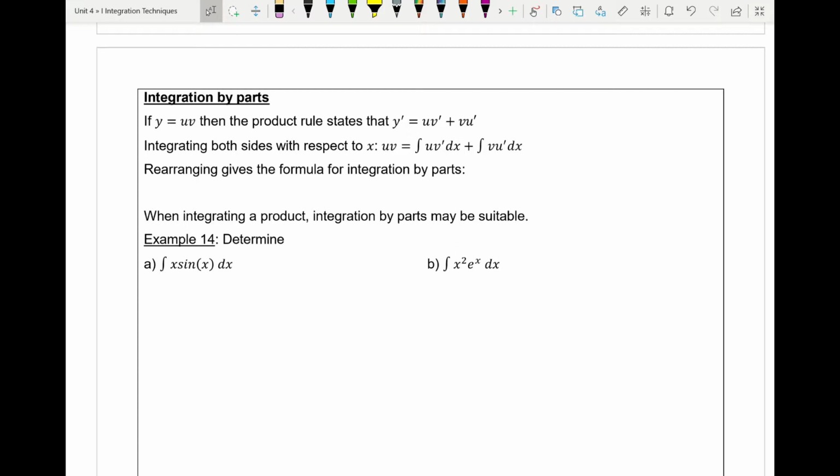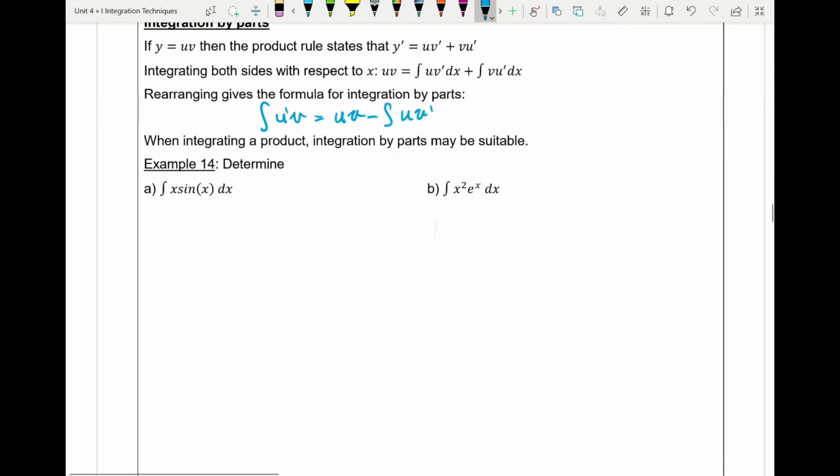So what we're going to do is take this uv to the right hand side and take this vu dash to the left hand side. So I actually write it as the integral of u dash v is equal to uv take the integral of uv dash. So when integrating a product, integration by parts may be suitable.